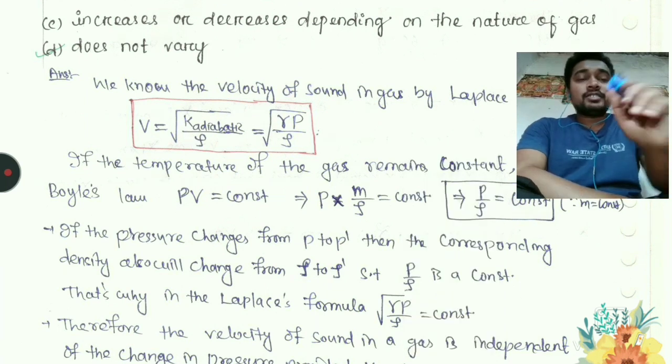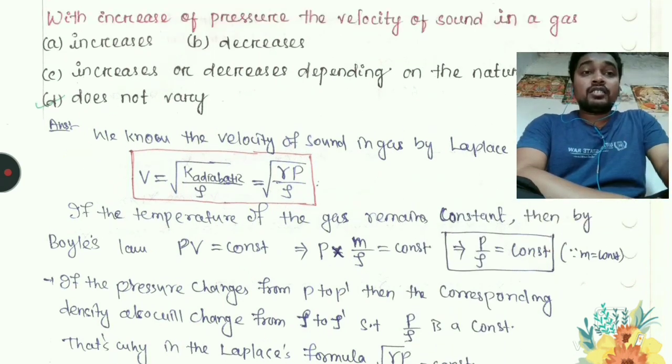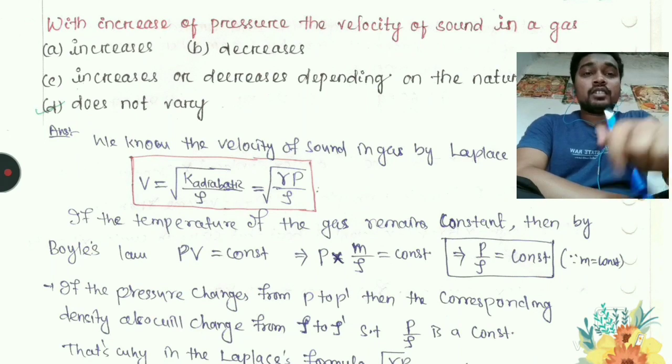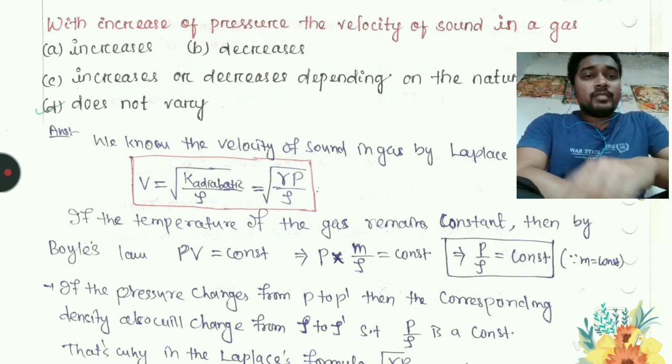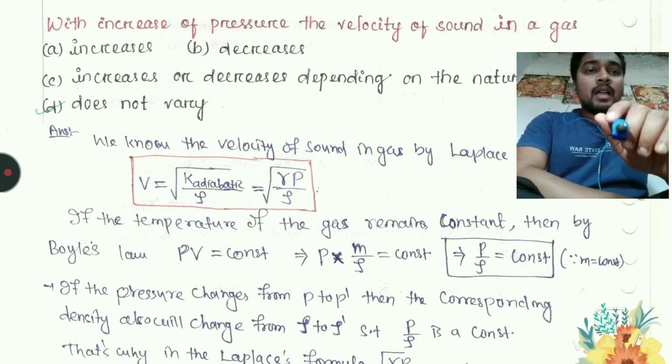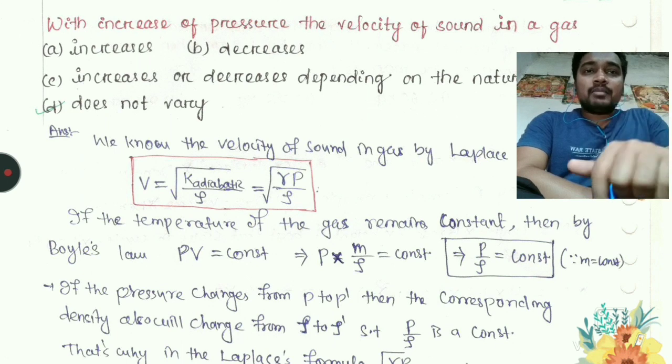If the temperature of the gas remains constant, here the question must mention the temperature, then by Boyle's law PV equal to constant. We can put V equal to m by rho, then P by rho is a constant, as m is constant.